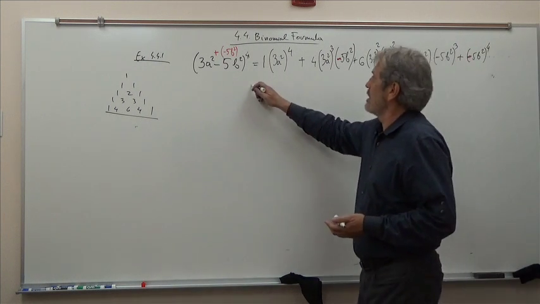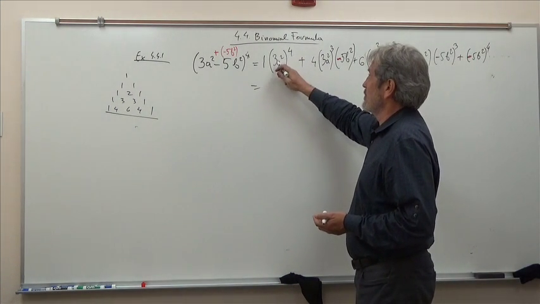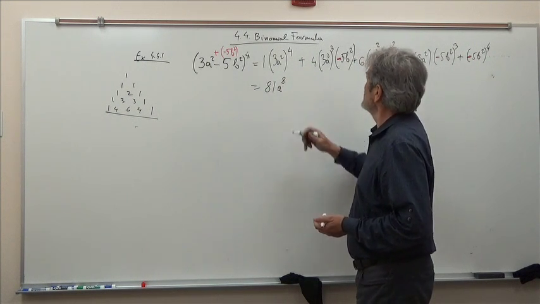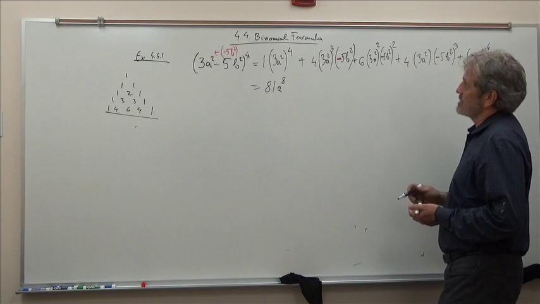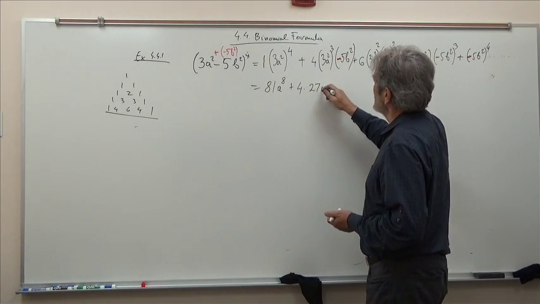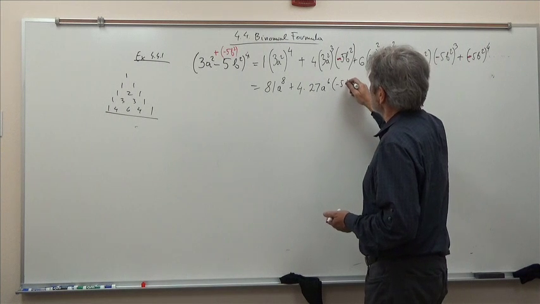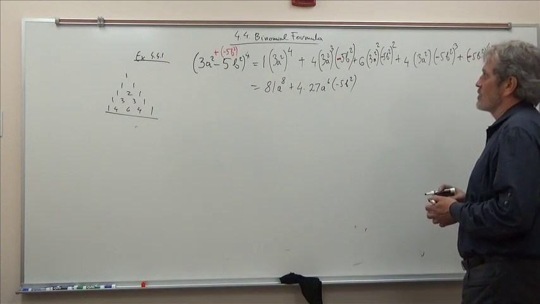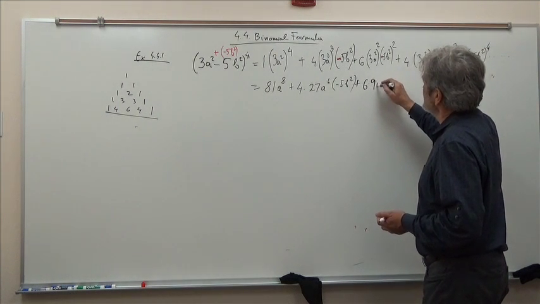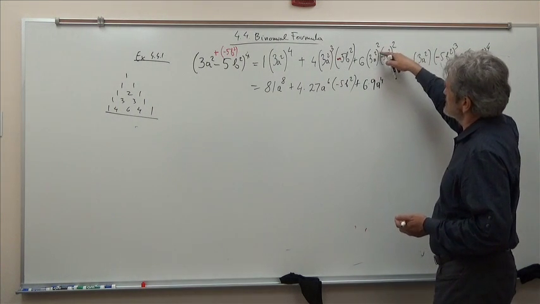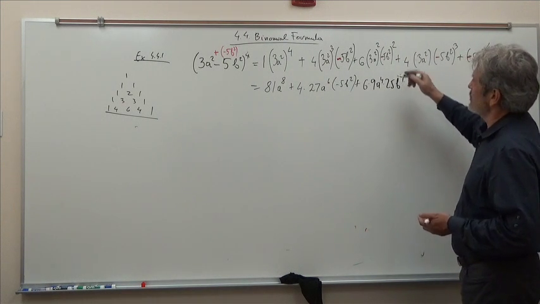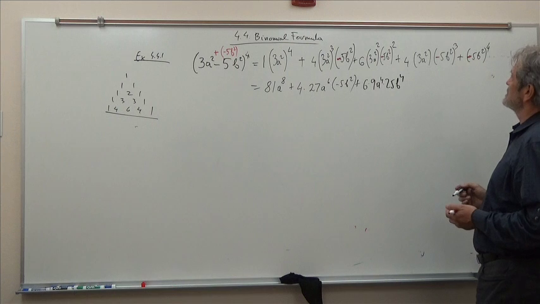Now basic algebra. When you raise a power here, you raise both the number and the power. So you get 81a⁸. Then what happens here? Plus 4 times 27a⁶ times negative 5b², if you want to be more careful. Plus 6 times 9a⁴, 3 squared is 9, a² squared, times 25b⁴. Negative, when you square it, you get positive.